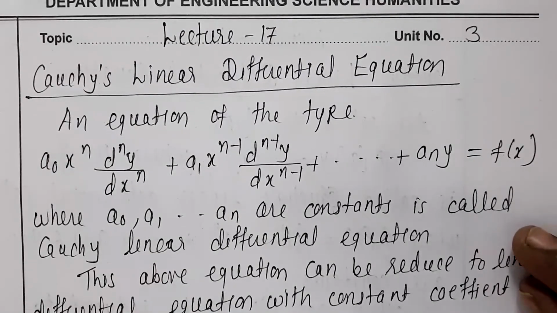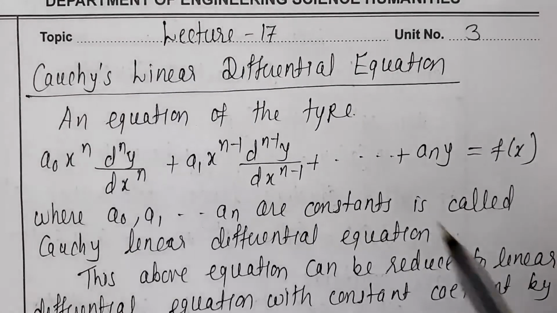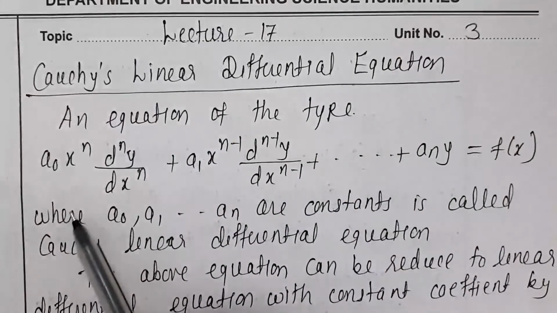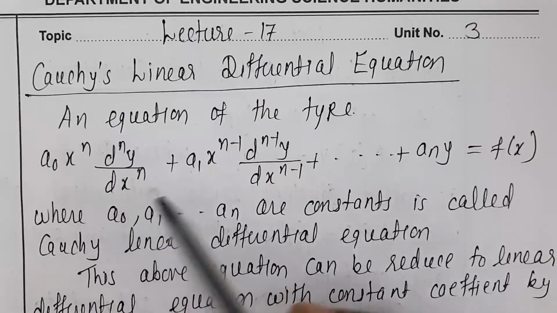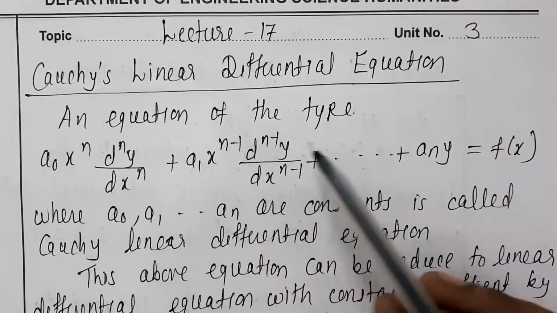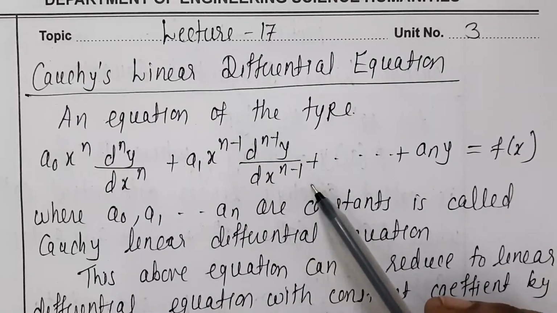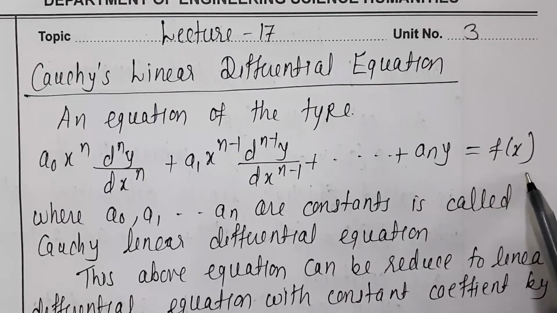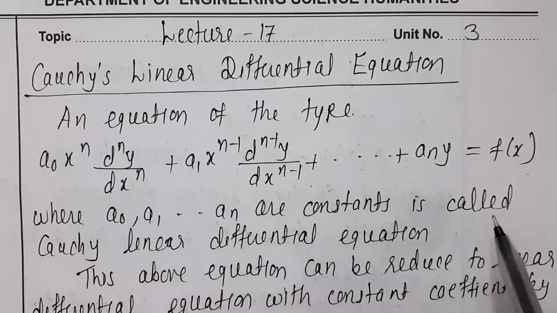Welcome you all to lecture number 17 of Cauchy's differential equation. Now, Cauchy's linear differential equation is in the form a0 x to the power n d^n y by dx^n plus a1 x to the power n minus 1 d^(n-1) y by dx^(n-1) plus and so on plus an into y is equal to f of x, where a0 to an are constants, is called Cauchy's linear differential equation.